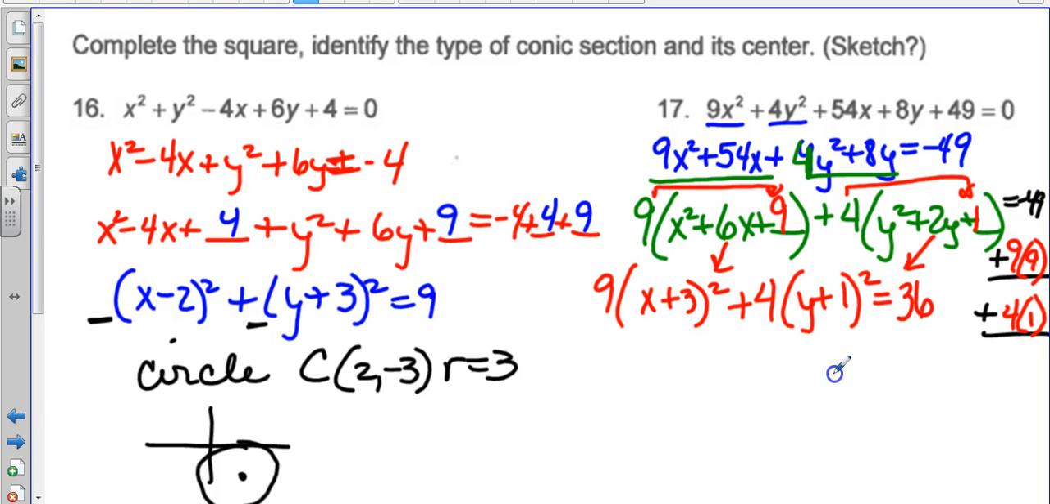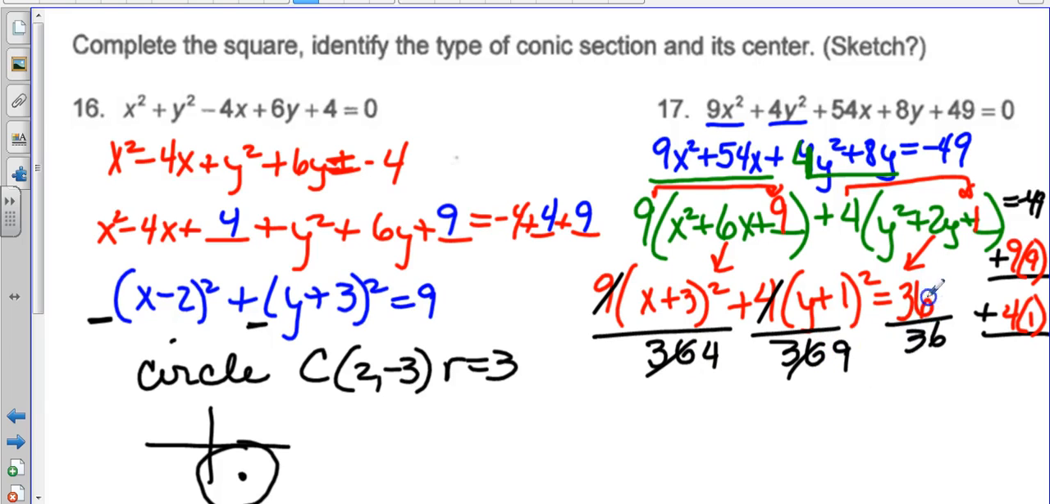I'm going to take a wild guess that it's 36, yes? All right. Now, am I done? Nope. If I have unequal coefficients here, or actually any coefficients, I really should divide and make it equal to 1. So I need to divide everything by 36. So 9 goes into 36 4 times, 4 goes into 36 9 times, and over here 36 over 36 is 1.